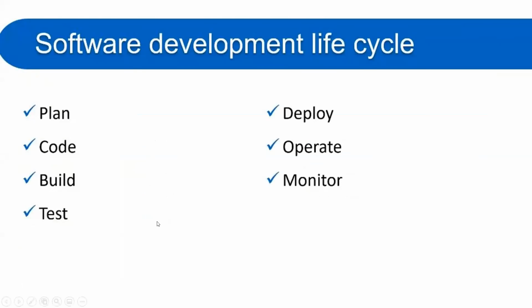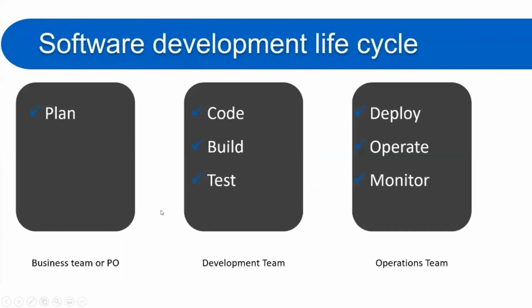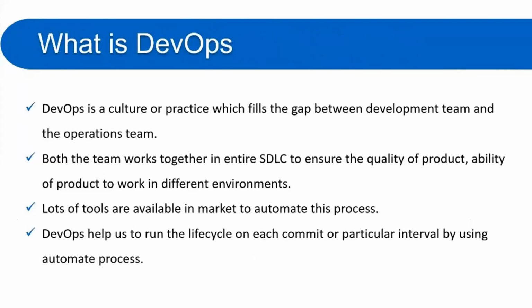The ones on the left-hand side, in other words, planning, is generally performed by the project management team and the business team. Coding, building, and testing is performed by the development team. And the operations team is generally taking care of the deployment, operations, and monitoring. Okay, so what is DevOps? DevOps is a culture or practice which fills the gap between the development team and the operations team. In other words, short and sweet, it is a practice between the development and operations teams.